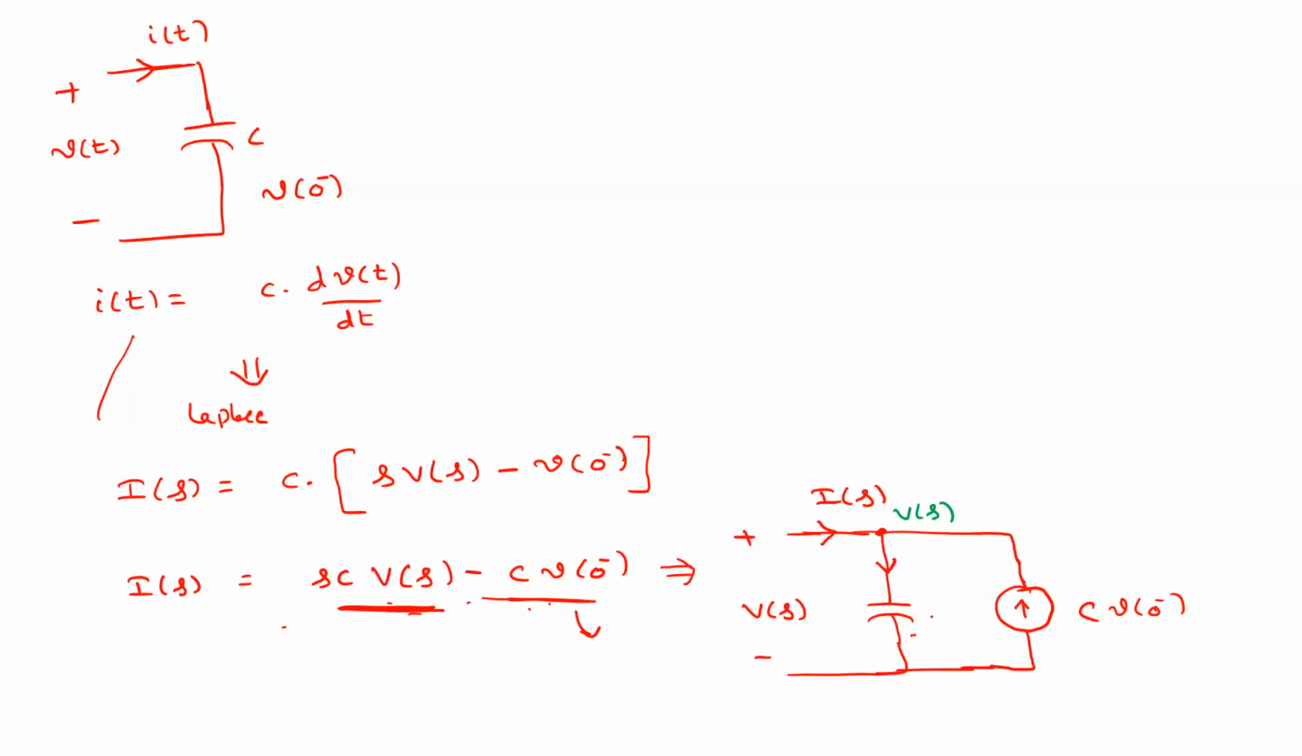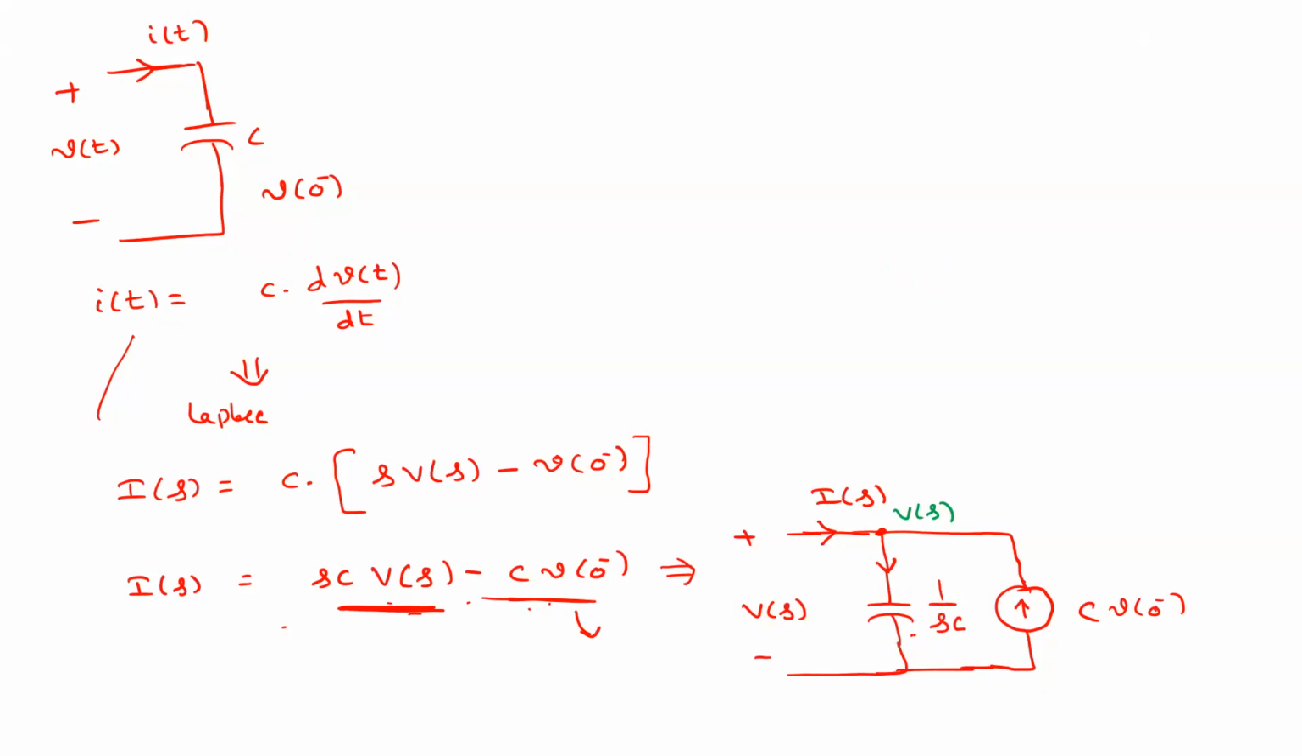If the capacitor impedance is 1 by SC, it is a simple thing. If it is some X, what is the current that is flowing here? It is V of S by X. Now what is X here? X is 1 by SC. So the current is V of S by 1 by SC.